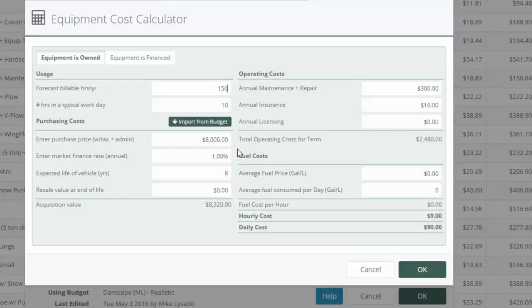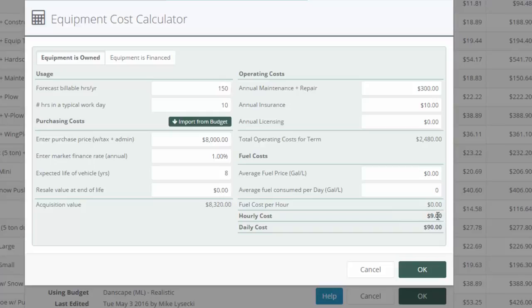Clicking on the calculator here, I've said a snow plow can only work 150 billable hours. I've got a 10-hour shift, and I'm saying our plows cost us $8,000, keep them 8 years, and they're worth nothing at the end of 8 years. I've got something in here for maintenance or repair each year. I've got a tiny bit of insurance, no licensing because I don't need a license for just a plow. And remember, a plow doesn't burn any fuel, the truck does, so I don't need any fuel costs in this either.